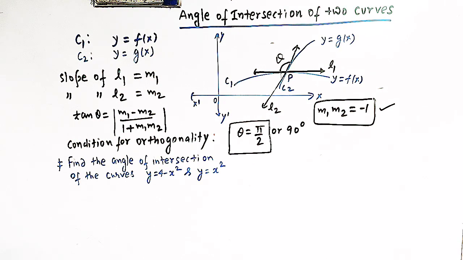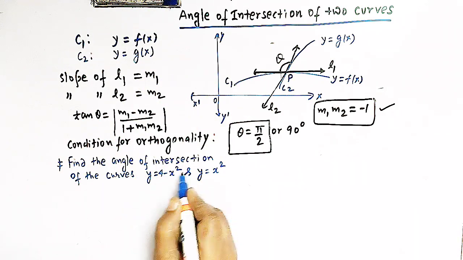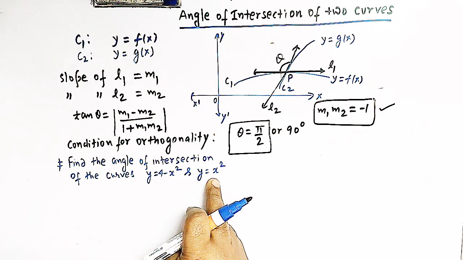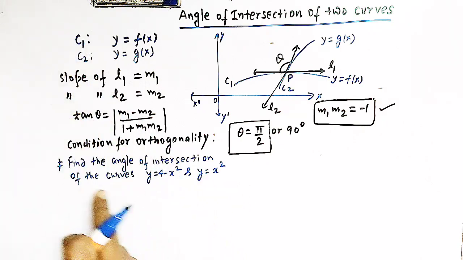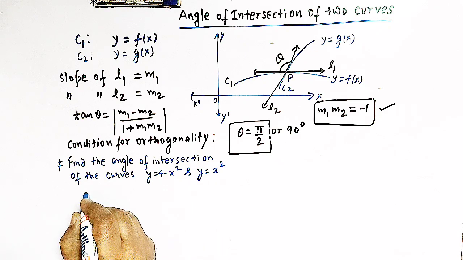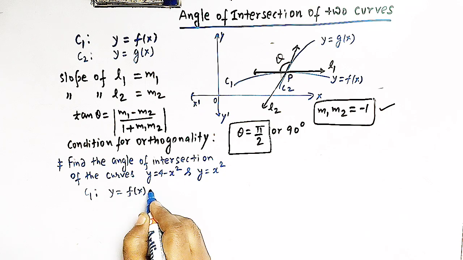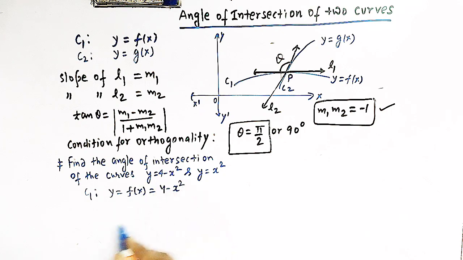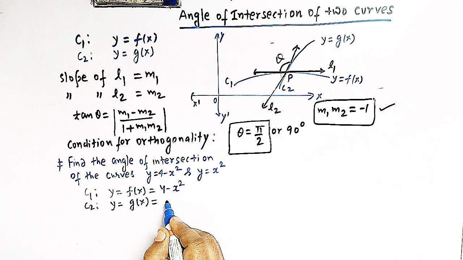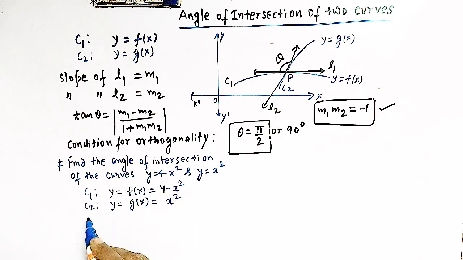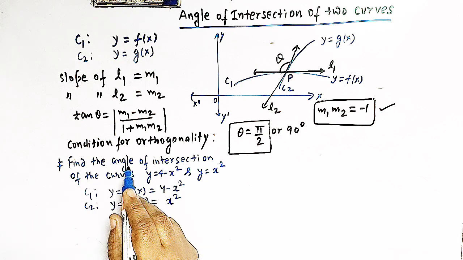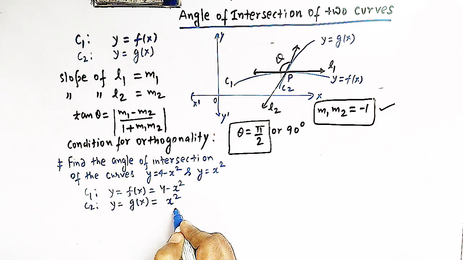So now let us understand this concept with the help of this example. Here we have to find the angle of intersection of these two curves. We are given two curves C1 and C2. The equation of the first curve is y is equal to f of x, that is 4 minus x square, and the equation of the second curve is y is equal to g of x, that is x square.